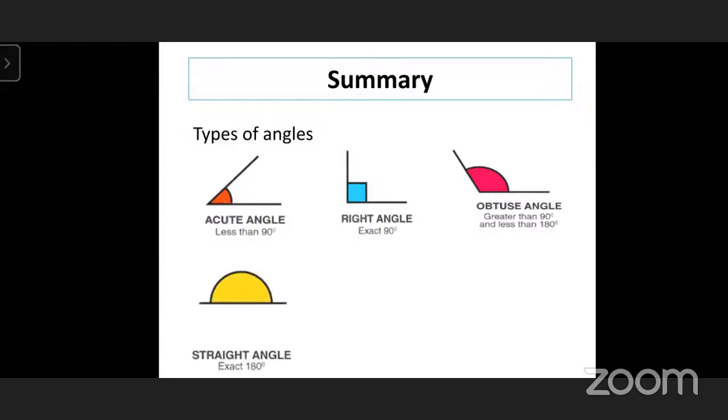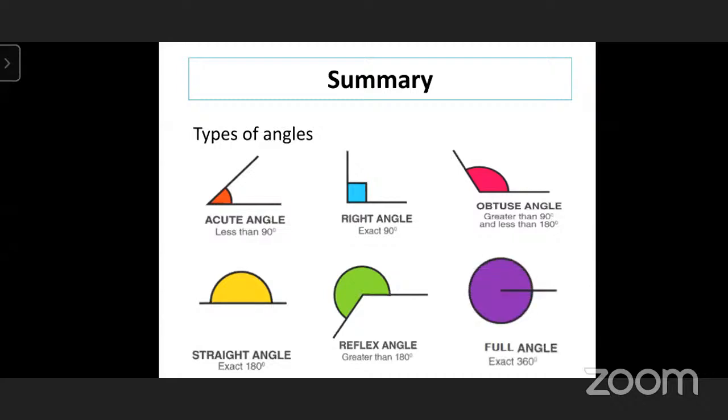The fourth angle is straight angle. It measures exactly 180 degree. Next, we have reflex angle, that is always greater than 180 degree, but less than 360 degree. Next, we have a full angle, that is, it measures exactly 360 degree. And one more angle, that is a zero angle. So I'll just give you 30 seconds time. Just revise the summary so that we can move for assessment.